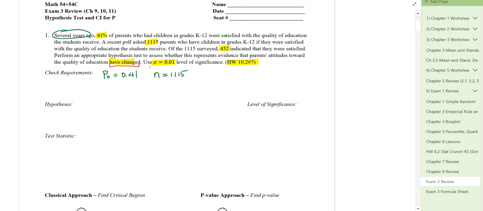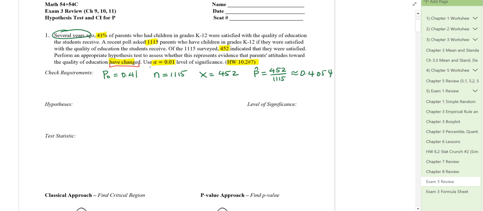1,115. And out of that, 452 of them say they're satisfied. So my x in this case is 452. Now x is the number of people who are satisfied with the K-12 education here. So using x over n, I can find my p hat. 452 over 1115 is approximately 0.4054. I'm rounding to 4 digits in computation here.